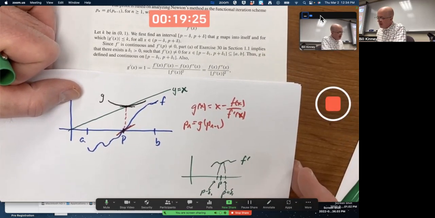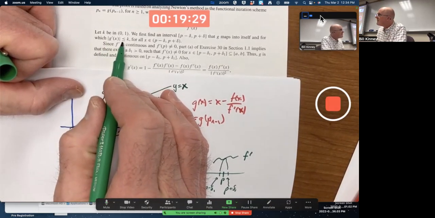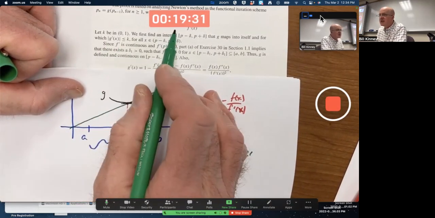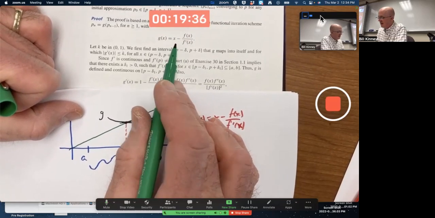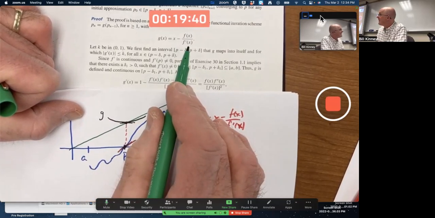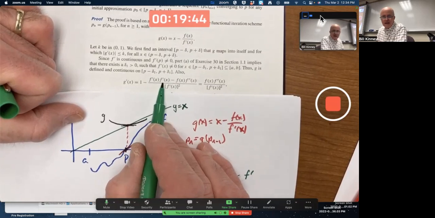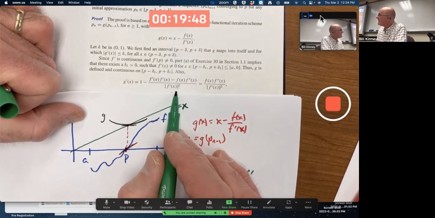What's the next thing to do? Well, we're trying to show G prime satisfies this property, so we better find G prime. Differentiate G. Use this formula. Use the derivative of f. Well, the derivative of x is 1, so we get a 1. And then there's a quotient, so I need the quotient rule: low d high minus high d low over the square of what's below. So it's just the quotient rule there.